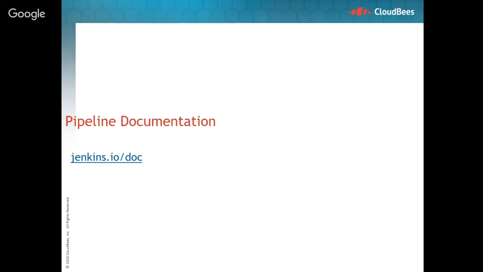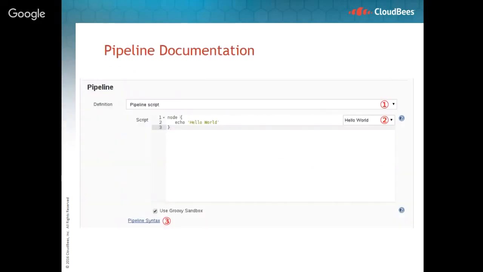Next, you can find the pipeline documentation. Here's the Jenkins documentation, so there is a lot of information on how to configure your first pipeline as code.